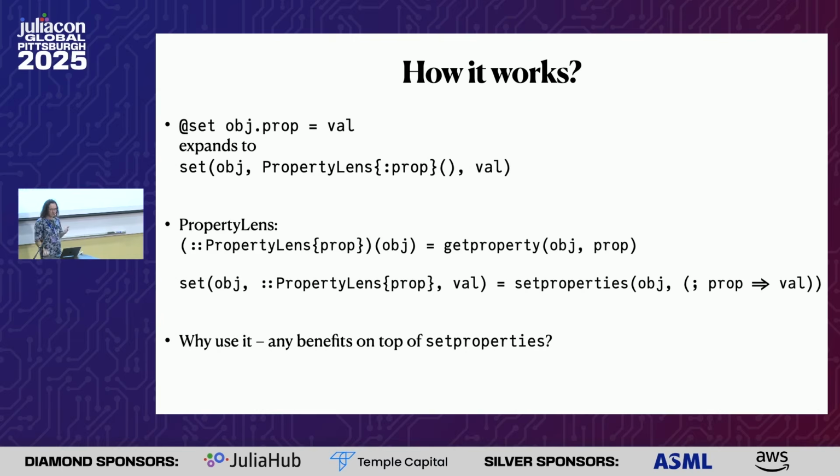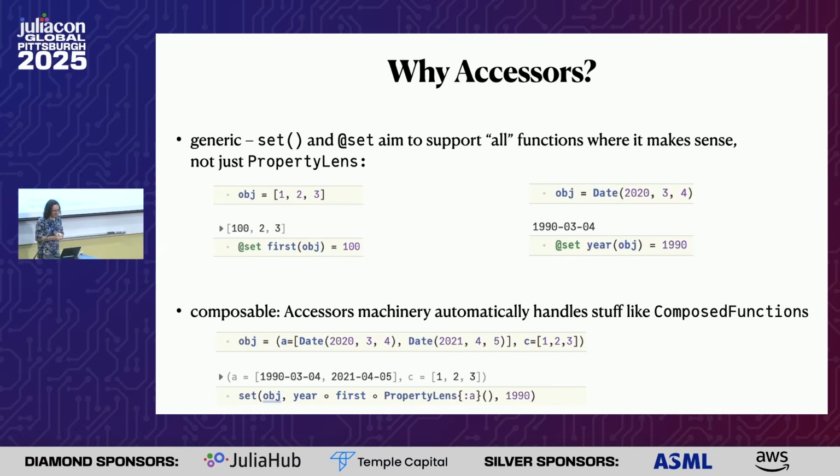From just this example, it's not really clear why you would use Accessors at all if you have nice functions like getproperty and setproperty. There are a few key features, and they really circle around composability. Accessors is generic. The idea is that the set function and set macro aim to support all functions, not just property access. Wherever it makes sense, you can set the first element in an array to 100, and it returns you a copy of the array with this modification done. You can set the year of a date or a lot of other stuff. It should work for any function where it intuitively makes sense.